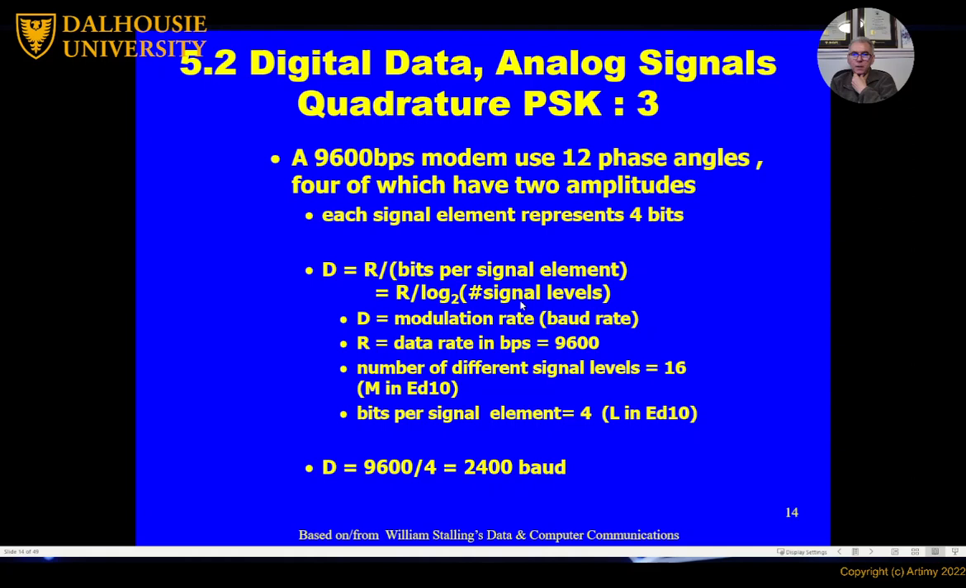So here we need to introduce these formulas where the data rate, well, represented as D here, is R. Oh, actually, sorry, D is the modulation rate or the baud rate, and R is, as before, the data rate. So in my example that I just showed you before, each signal represents 2 bits, right? Or each signal represents 3 bits, or each signal represents 4 bits, depending on which quadrature phase shift keying I use. So the modulation rate here is the bit rate divided by how many bits each signal element represents.